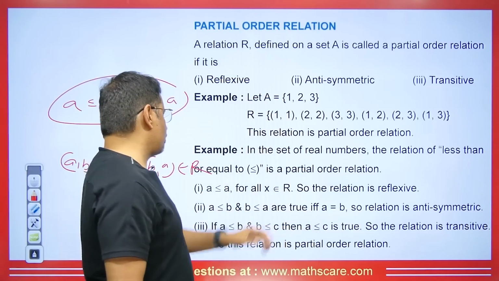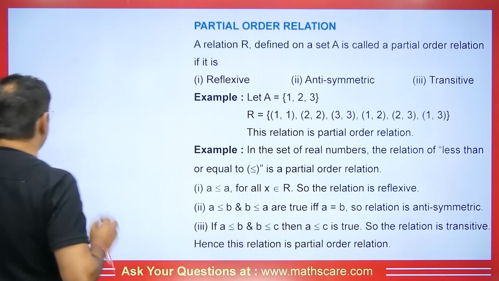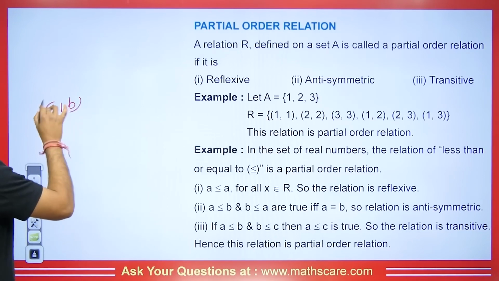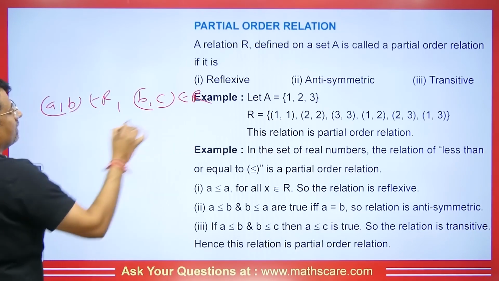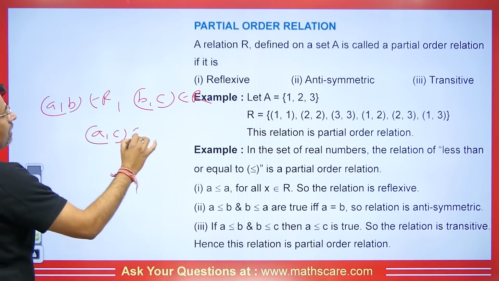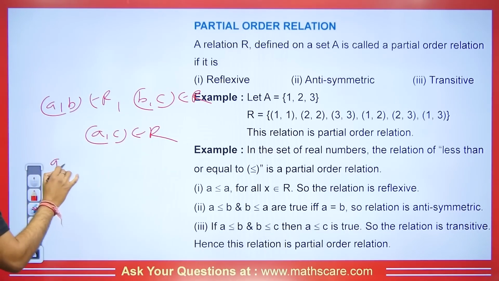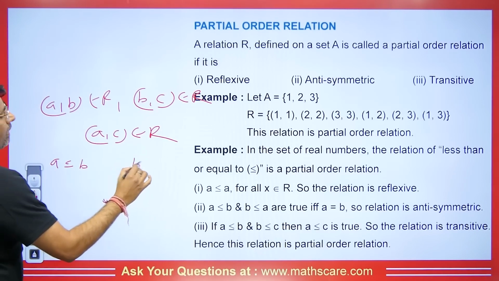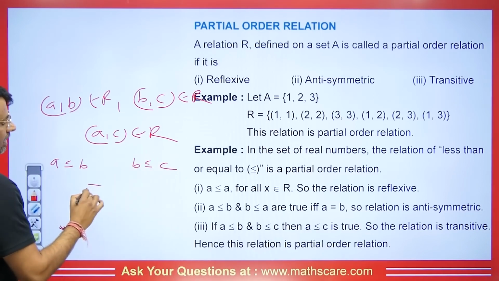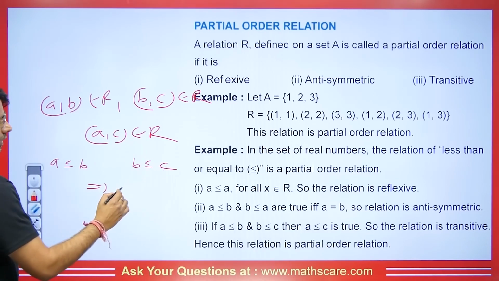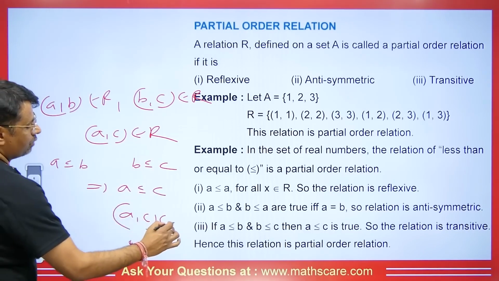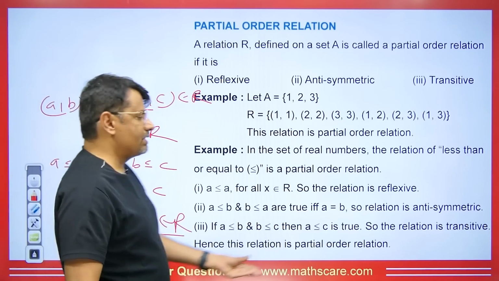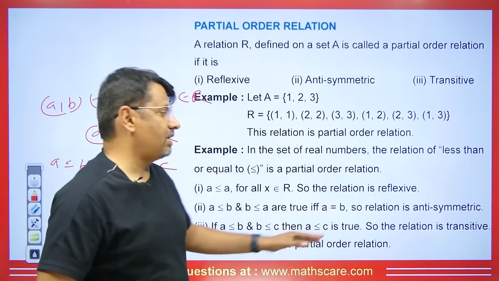Let's move on to transitive now. As per the transitive, we know that if (A, B) is in R and (B, C) is in R, then (A, C) should be in R as well. This means that if A is less than or equal to B, B is less than or equal to C, then the probability of getting A less than or equal to C is 100%, which will make (A, C) in R. That is how the relation here will become transitive.